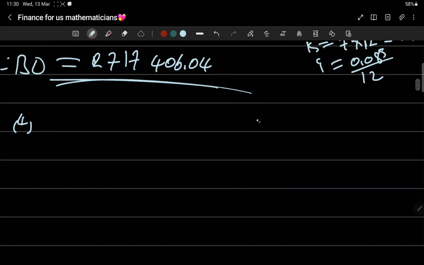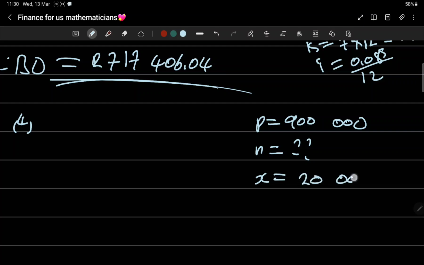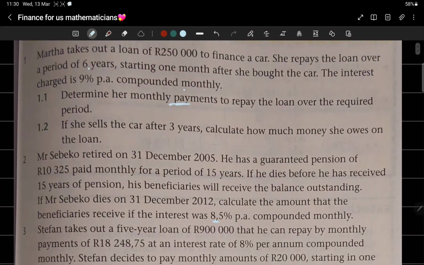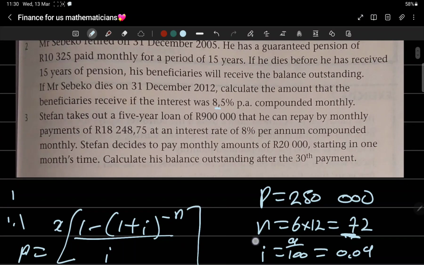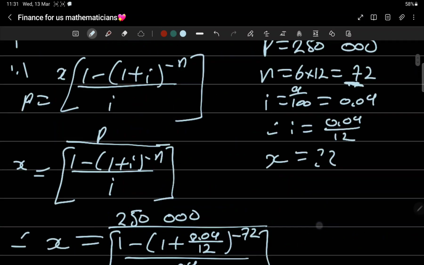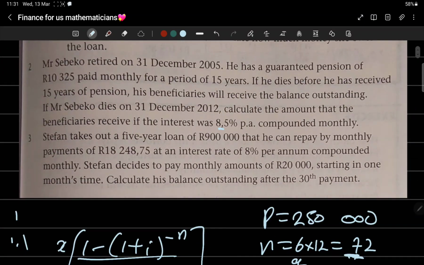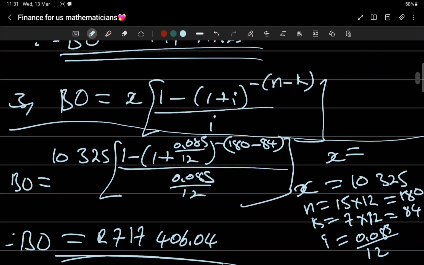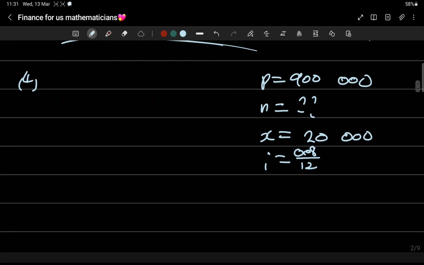So the loan cost is 900,000, and this is what I want us to find: how long it will take for him if he's paying 20,000. The interest rate is still 8%, I don't think it's affected. So 8 over 100, which is 0.08, and monthly, over 12. So let's see how long it will take him to settle the loan.